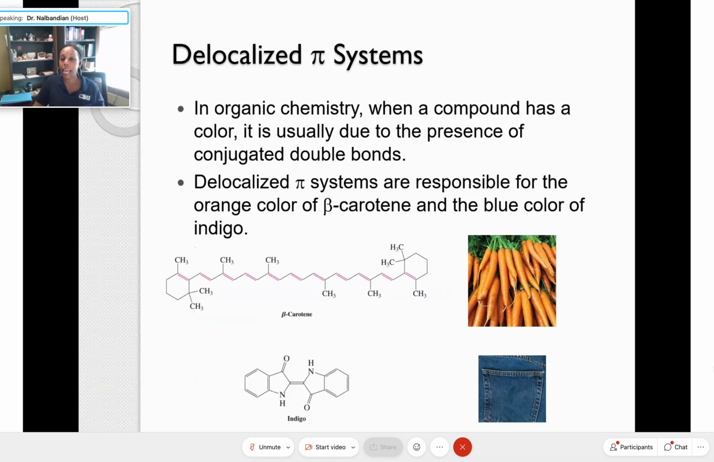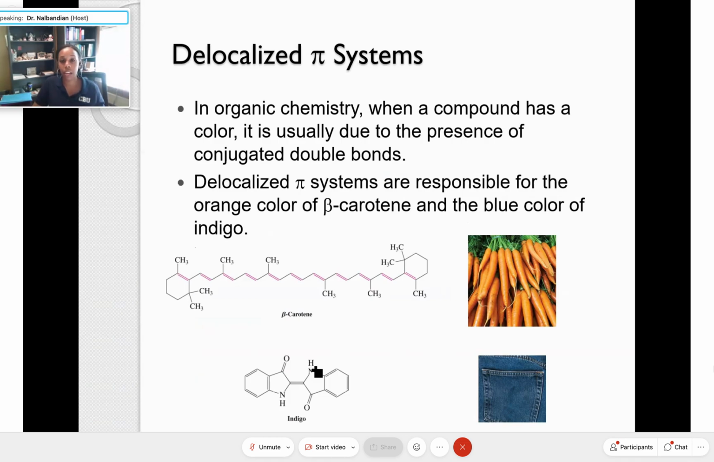So in organic chemistry, we have these compounds that can have a color. A lot of things that we've seen have been colorless compounds, but sometimes they have had a color. So remember when we were doing our trityl methyl ether, you guys had that bright red color, and then it changed colors when you added it to the methanol.